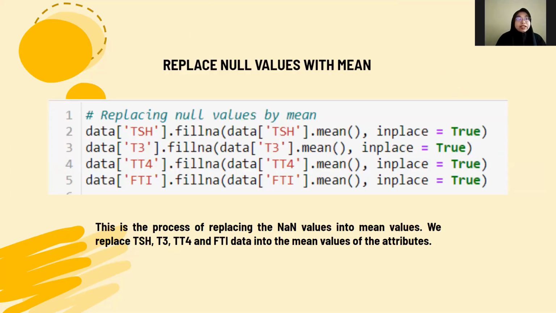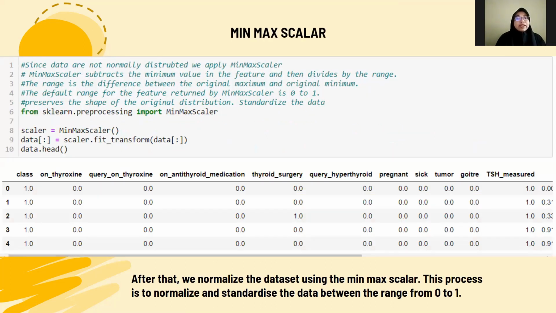Okay, the next one, we replace the null values with mean values. We replace the attributes TSH, T3, TT4, and FTI with the mean values of the attributes. After that, we normalize the dataset using the min-max scaler, and this process is to normalize and standardize the data to the range from 0 to 1.